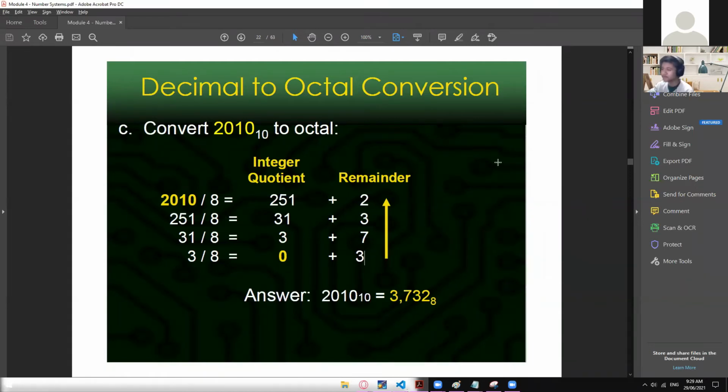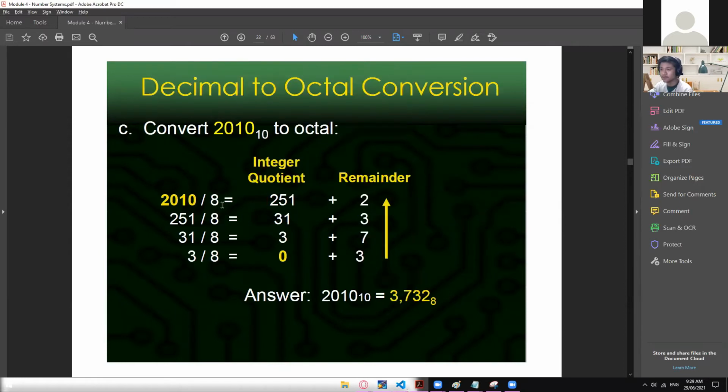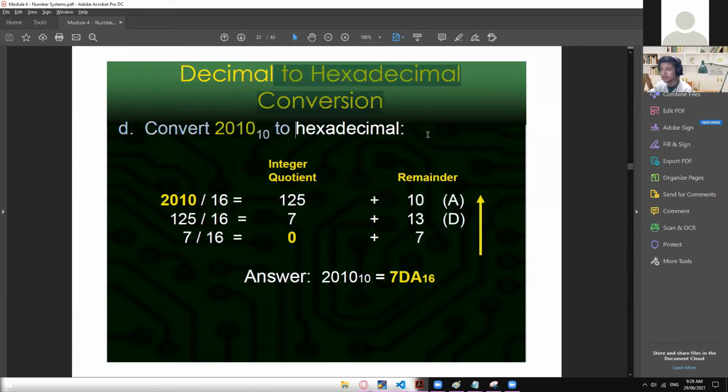It's part of learning. So the next one right here is still 2010, but it's now asking us to convert this one to hexadecimal. Before we had a divisor of 8, but since we now have hexadecimal, we now have a divisor of 16. So again, just use your calculator. 2010 divided by 16 will give us a result of 125.625. So 125 for the whole number, and then 0.625 times 16 is 10 for the remainder. So 10 is equal to A in hexadecimal.